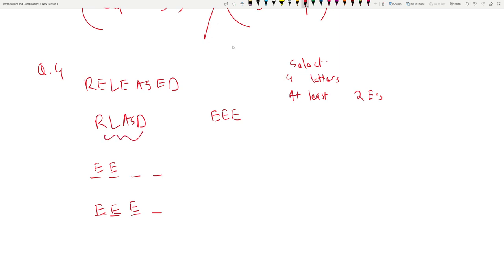So since this is selection, you can pick 2 out of the 5. So it's going to be 5C2 here and 5C1. So that's it. If you add these 2 up, you'll get the answer, which is 15.